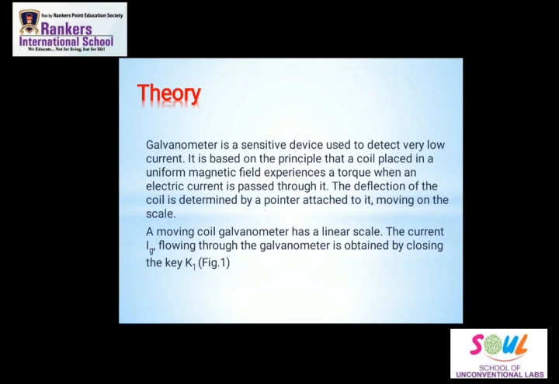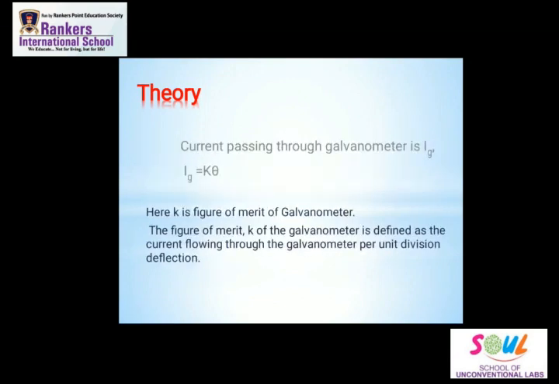The current Ig flowing through the galvanometer is obtained by closing the key connected to the battery, named as key 1. Here the current Ig is equal to K into theta. K is the figure of merit and theta is the deflection in the pointer. The figure of merit of a galvanometer is the amount of current measured by unit division deflection, which means one deflection of the galvanometer shows the figure of merit.